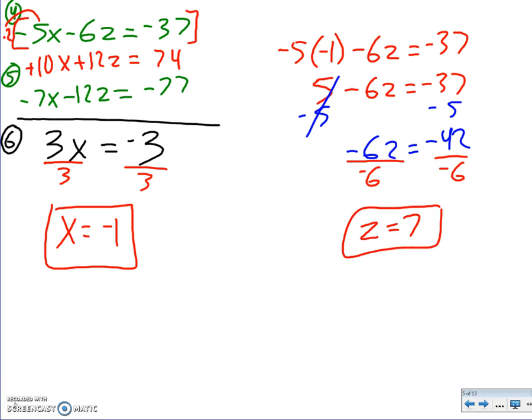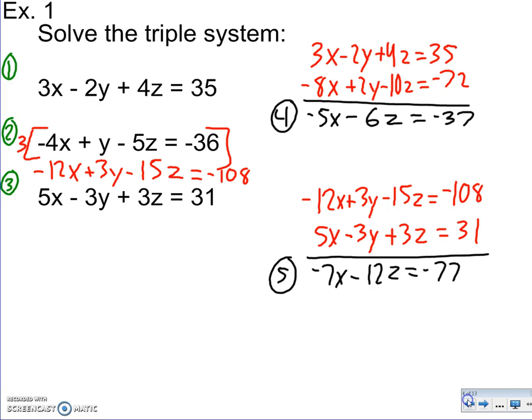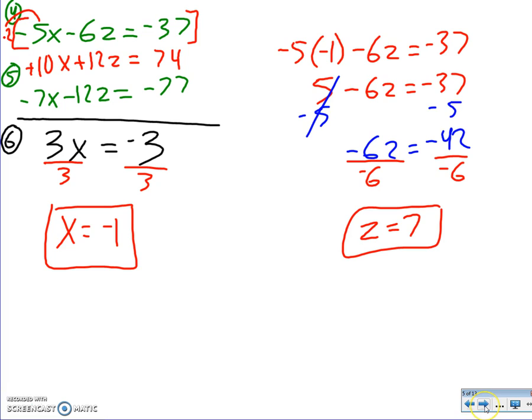I now have 2 letters. I'm just missing y. To find the last letter, go back to one of the original 3. So x is negative 1, z is 7.